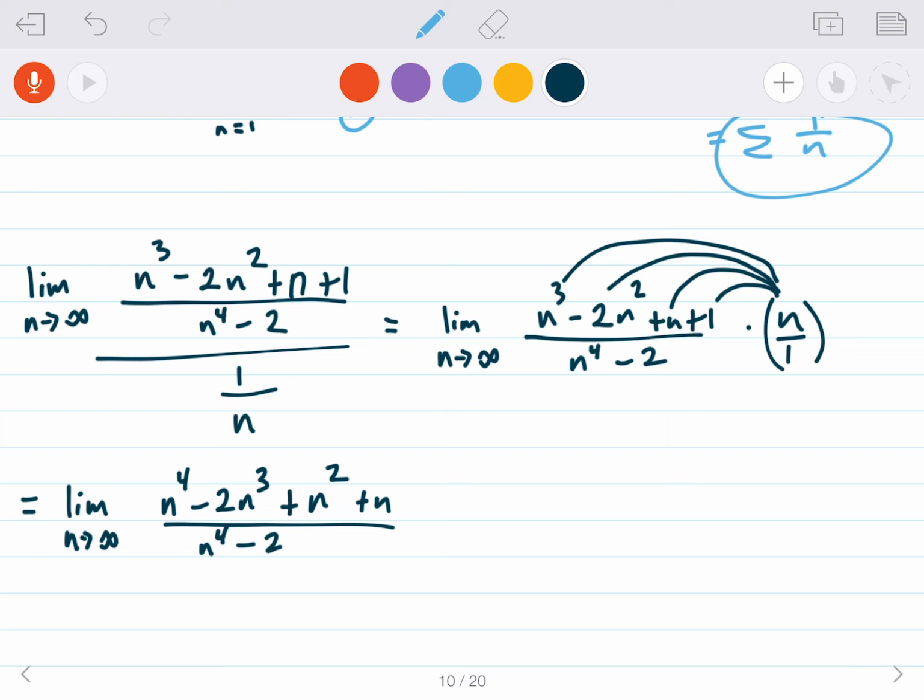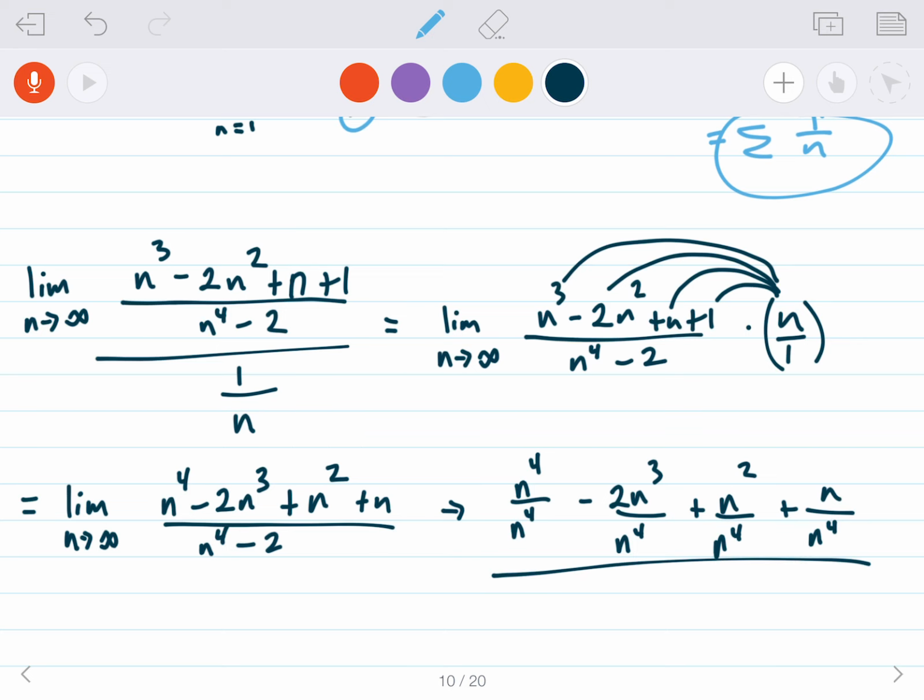Okay. All right, now I'm going to use my trick. You could do L'Hopital's rule if you wanted to, because you are going to get the indeterminate form infinity over infinity here. But for now, I'm just going to use the highest power trick. So when we have these infinite limits, we can divide top and bottom by the highest power term, which in this case is n to the 4. So we have this, n to the 4 plus n over n to the 4 over n to the 4 over n to the 4 minus 2 over n to the 4.